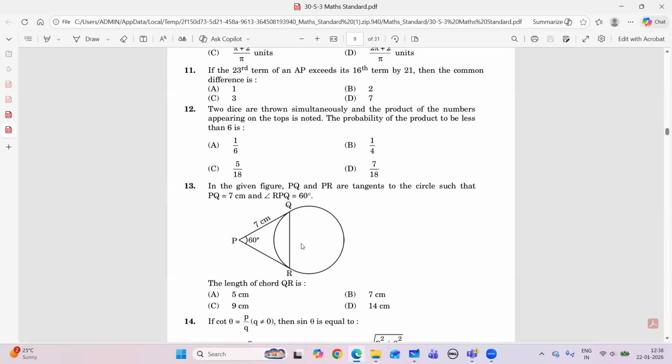So, x plus x is 2x is 120 degrees, therefore x is 60 degrees. So angle Q will be 60 degrees, angle R will be 60 degrees. Means in this triangle PQR, all the three angles are equal. Hence, this triangle becomes an equilateral triangle, means all its sides are of equal length. Now, length of PQ is 7, therefore length of QR also becomes 7. That's how the correct answer is B. Let us look at the working.